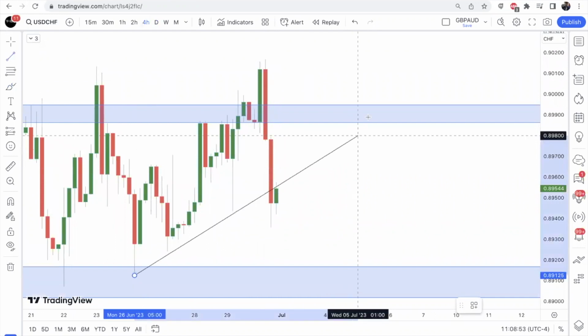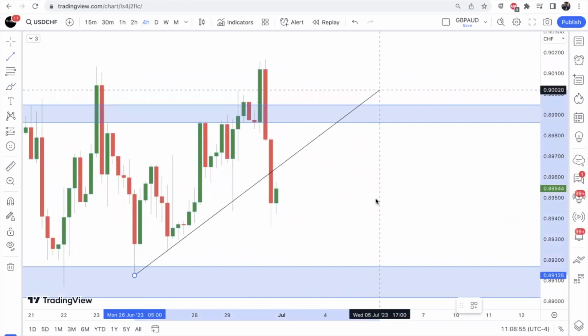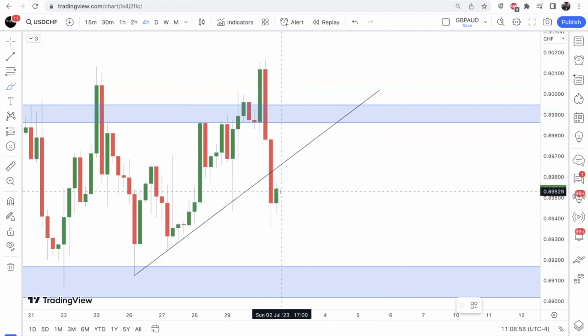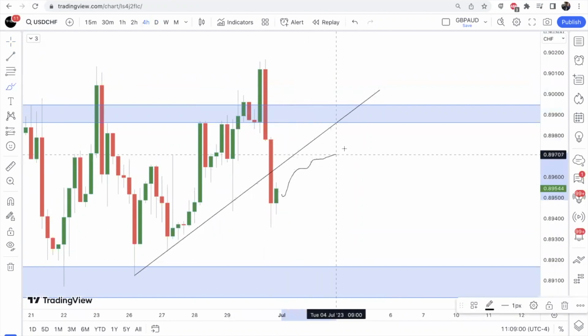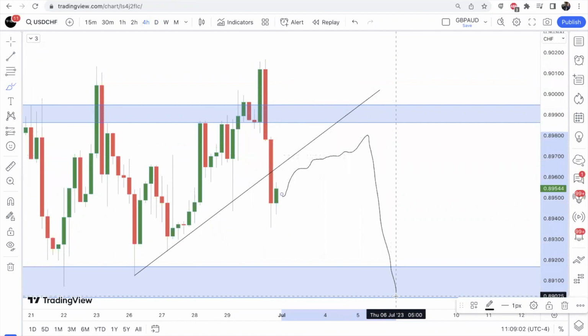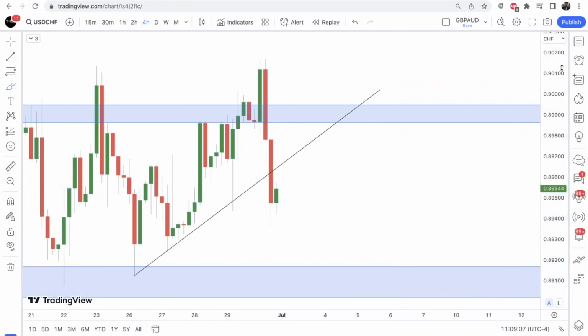The 4-hour is also looking bearish. All right, you can take a counter trend line. So something along the lines of this, some type of pullback, setting up for another drop down towards this low. Okay, that's USDCHF.